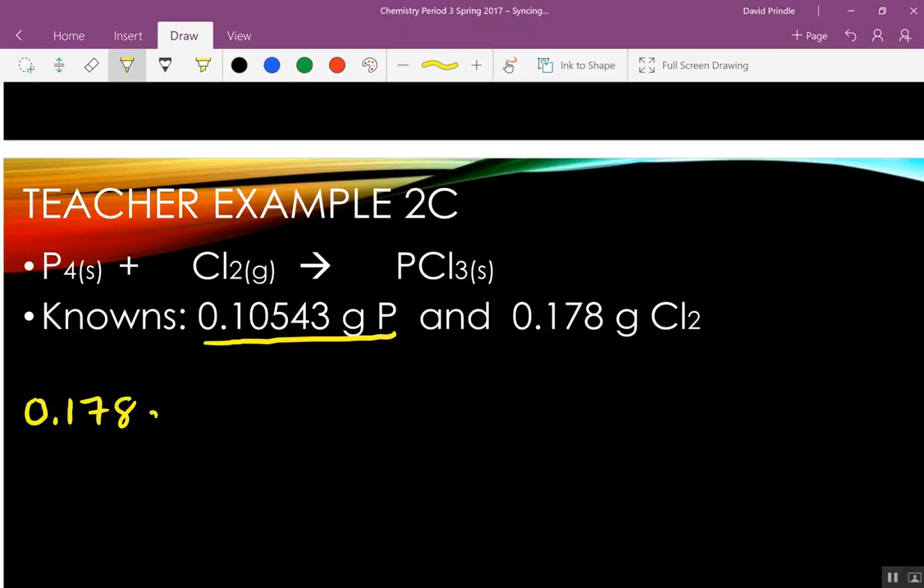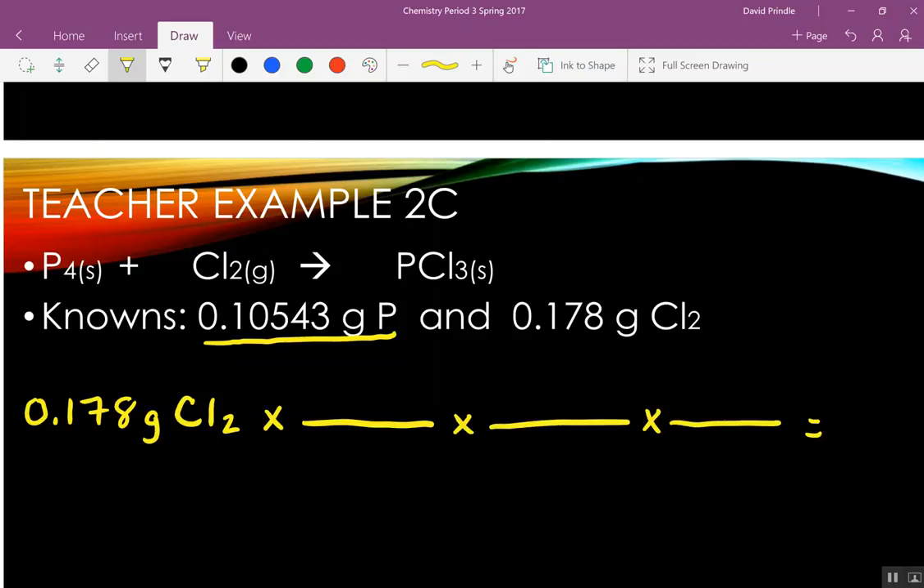We have to see, if I have this amount of chlorine, because this limits the reaction, correct? The chlorine limits the reaction. How much phosphorus would I actually need rather than what they told me I had? So you have to do a mass to mass to figure out how many grams of P4 you actually need, not what they gave you.